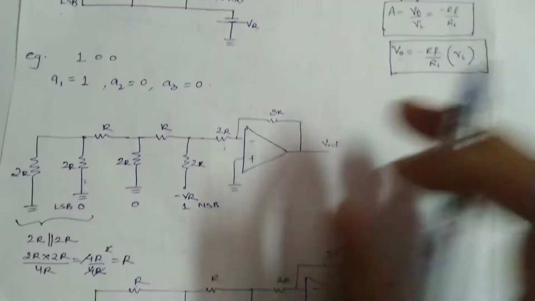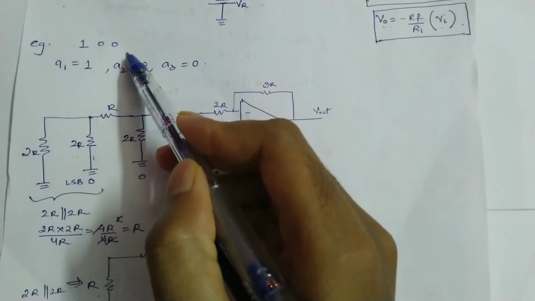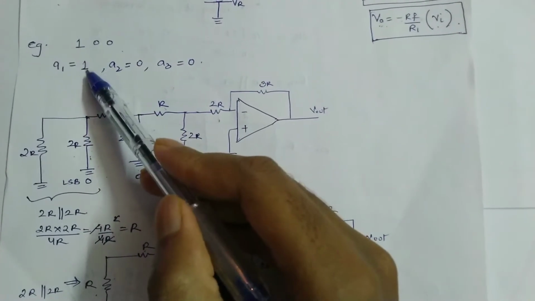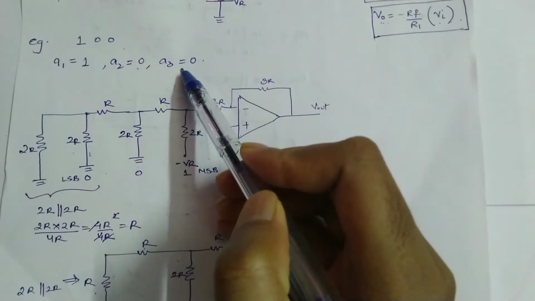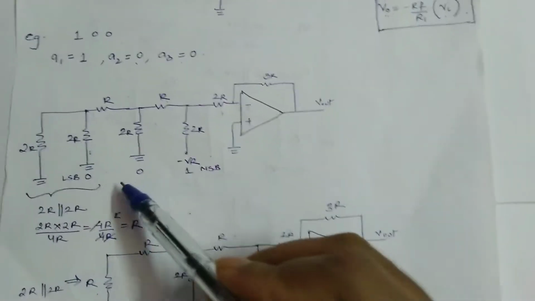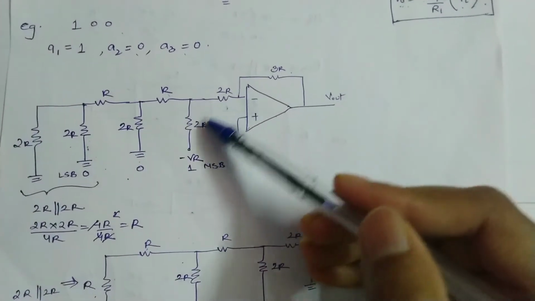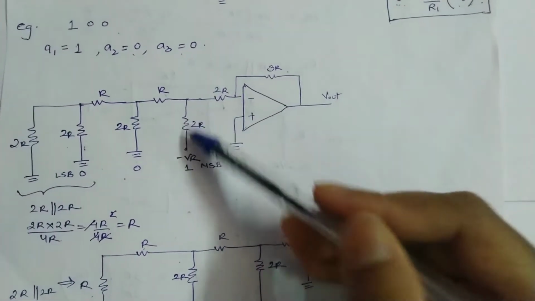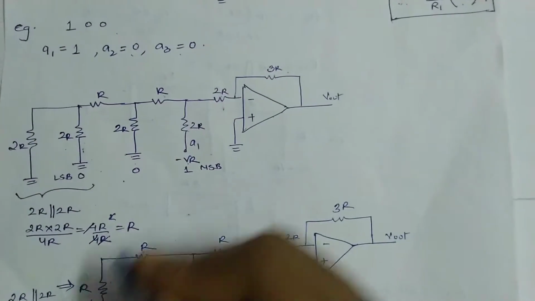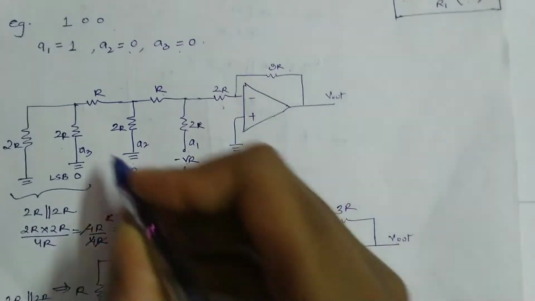Now here we'll solve a problem for a 3-bit value. The example is 100, a 3-bit value, and from here your MSB A1 will be 1, A2 will be this, A3 will be this. I have already drawn the R2R ladder circuit. Now this is an inverting amplifier, and you have here the R2R ladder, R, R, 2R. For this you will be connecting the values. Here you need to connect A1, A2, A3. It's a 3-bit value, so n is 3.